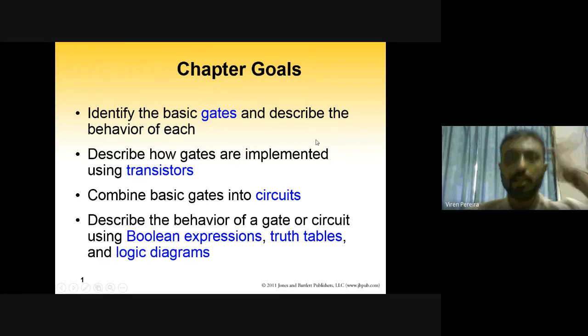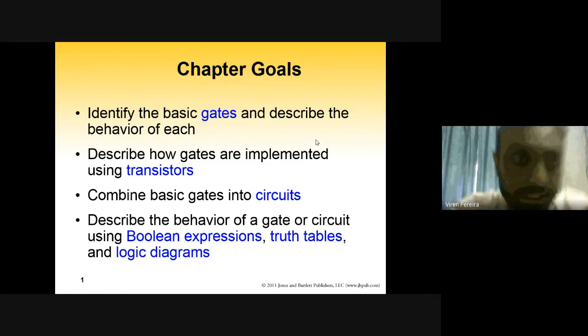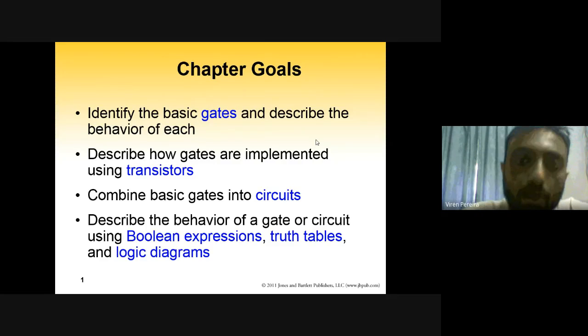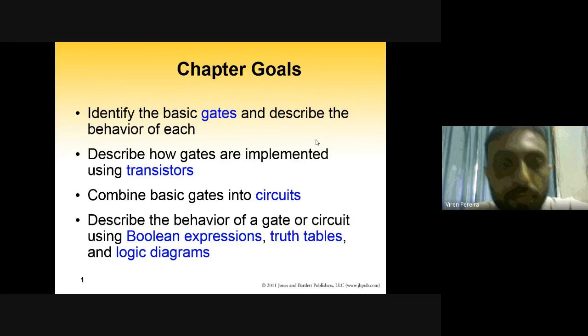Okay. So right now we are going to go for logic gates. Now, what are the chapter goals? First is to identify the basic gates and describe the behavior of each. That means we will see the different gates which are available, like AND gate, OR gate, XOR gate, NOT gate, and we'll see how they work, how they behave, given the different input signals, what output we receive.